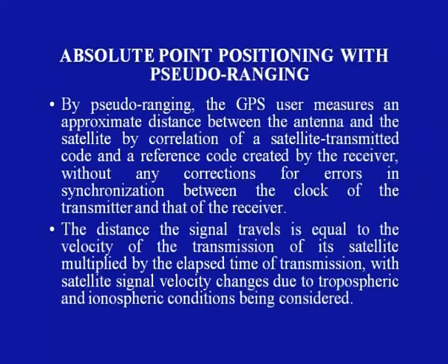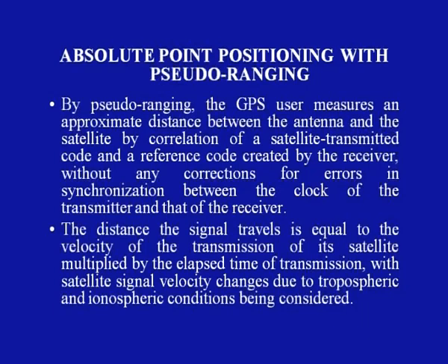In the next method of absolute point positioning with pseudo ranging, the GPS user measures an approximate distance between the antenna and the satellite by correlation of a satellite transmitted code and a reference code created by the user without any corrections for the error in the synchronization between the clock of the transmitter and that of the receiver.